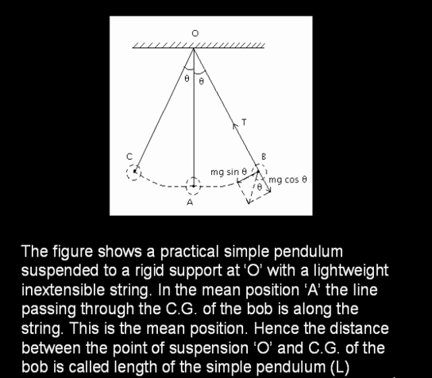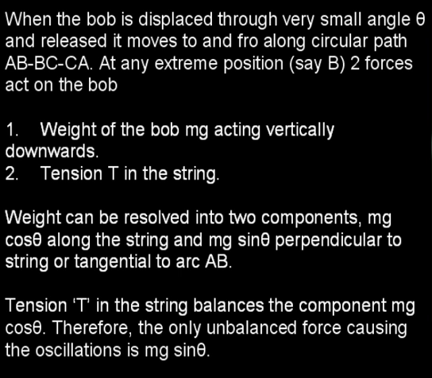The figure shows a practical simple pendulum suspended to a rigid support at O with a lightweight inextensible string. In the mean position A, the line passing through the CG, that is center of gravity of the bob, is along the string. This is the mean position. Hence, the distance between the point of suspension O and the center of gravity of the bob is called the length of the simple pendulum, L.